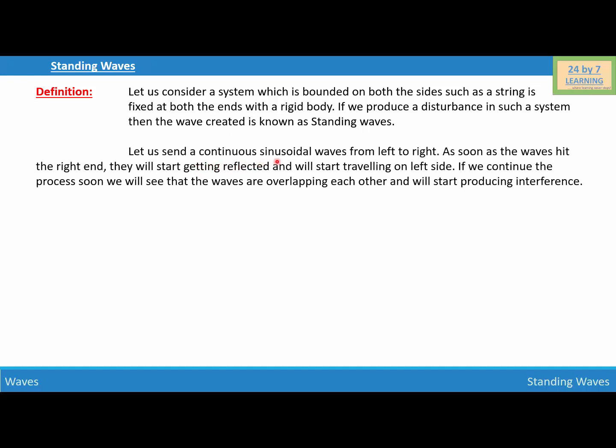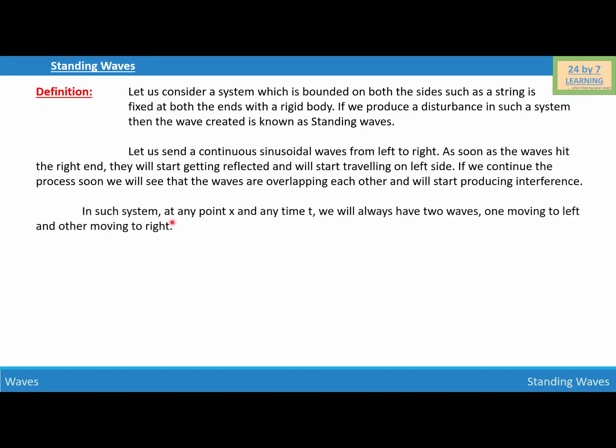Let us send a continuous sinusoidal wave from left to right. As soon as the waves hit the right end, they will start getting reflected and will start traveling to the left side. If we continue the process, soon we will see that the waves are overlapping each other and will start producing interference. So what I'm trying to say is that if we produce a disturbance on one end, then that disturbance will continue to the other end and then keep coming back to the same end. And when they do that, they will overlap and produce interference.